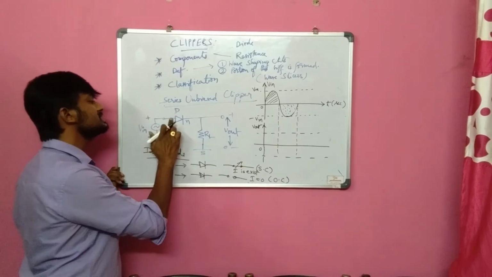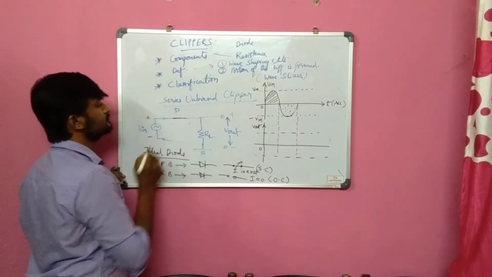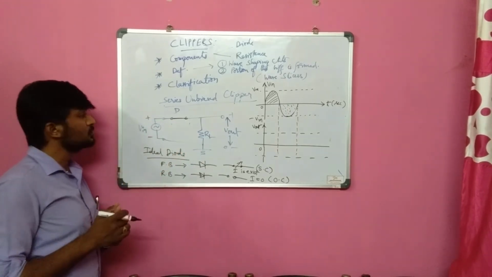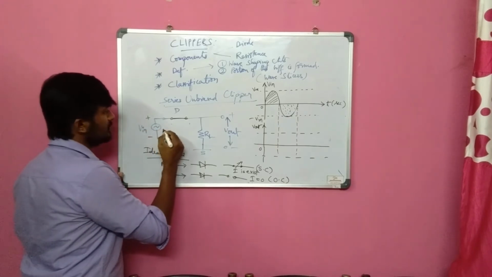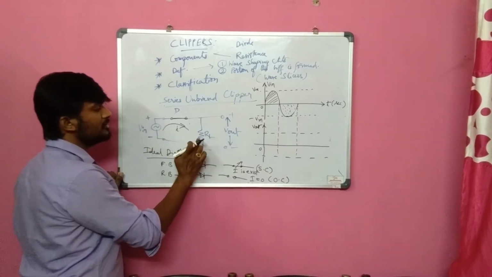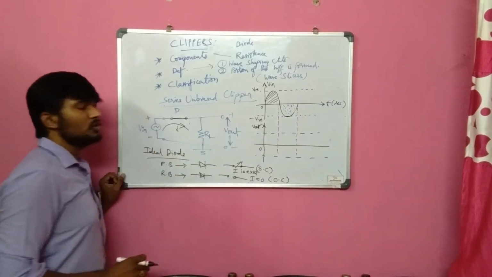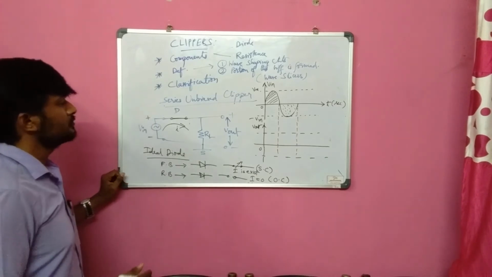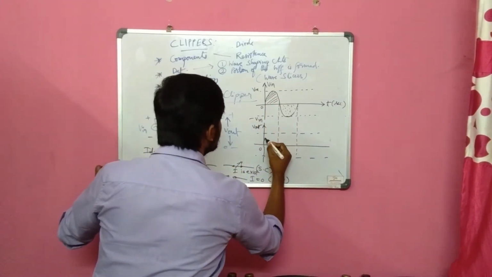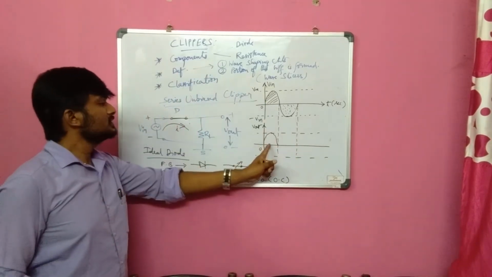So if the diode undergoes forward bias, it should act as a short circuit. So I can replace this diode with a short circuit. This black indicates what? Short circuit. Due to this Vin, I will have some current I. Due to this current I will have some drop across RL. That drop is nothing but what? The voltage drop, Vout. So for the positive half cycle, I get the output.